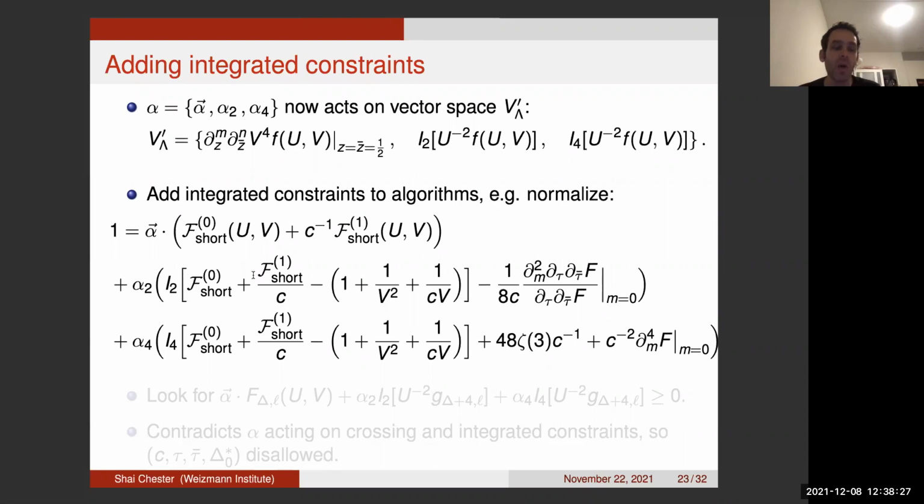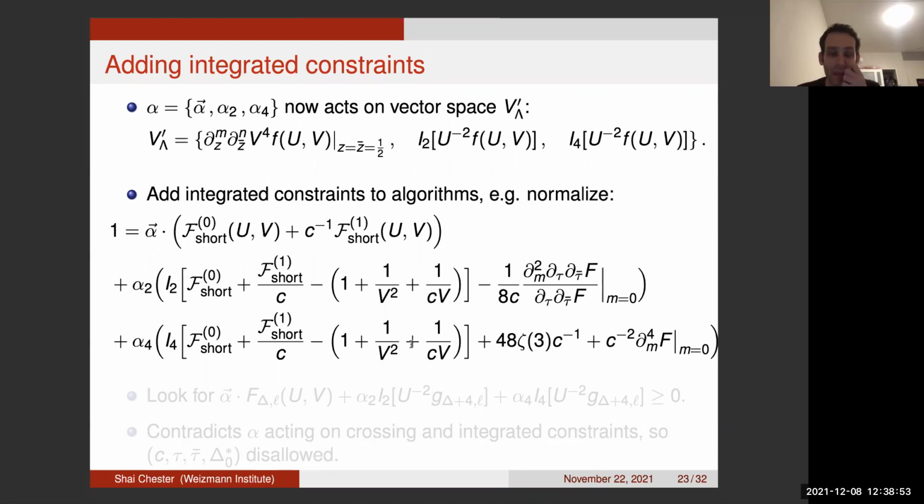For instance, when we're normalizing the functional to 1, the first line is what we had in the standard algorithm, and the second two lines are what we have now, including these integrated constraints. So we have alpha 2, which is basically just telling you that this integrated constraint must be correct. This is the fact that the integral acting on the short stuff must equal the localization input, and similarly for the other integrated constraint. Here you see how we are explicitly putting the values of tau and tau bar into the bootstrap.